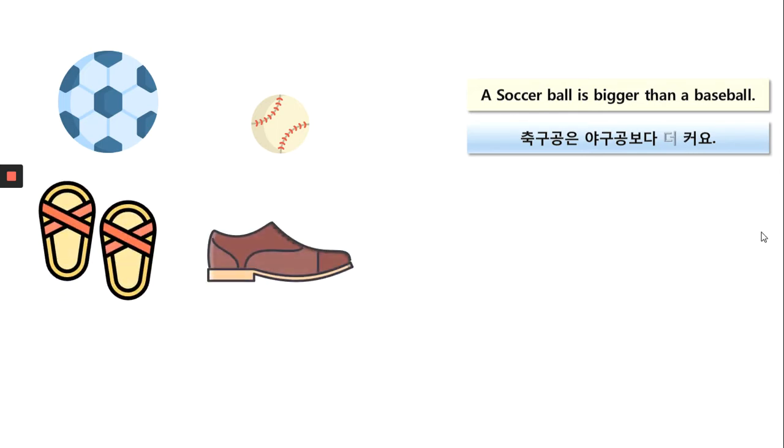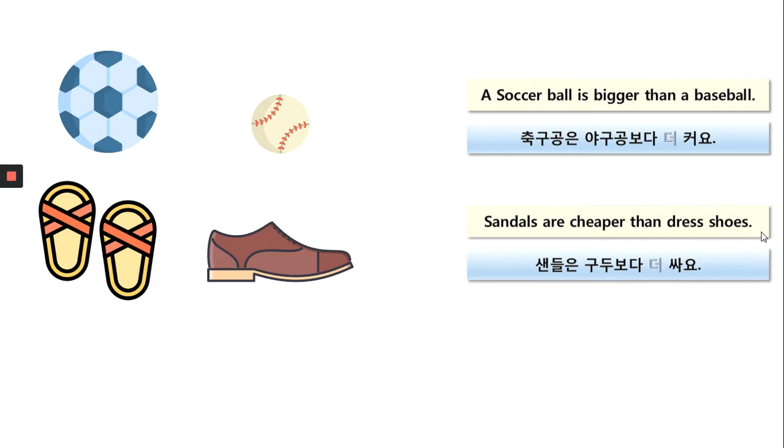Sandals and dress shoes. Sandals are cheaper than dress shoes. Sandals, we call this 샌들은 구두보다, than dress shoes, 구두, cheaper. 더 means "more cheaper." 더 싸요. 샌들은 구두보다 더 싸요.